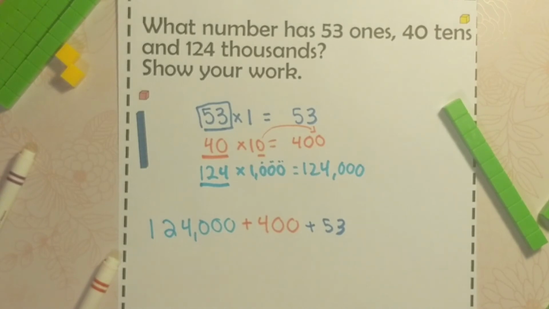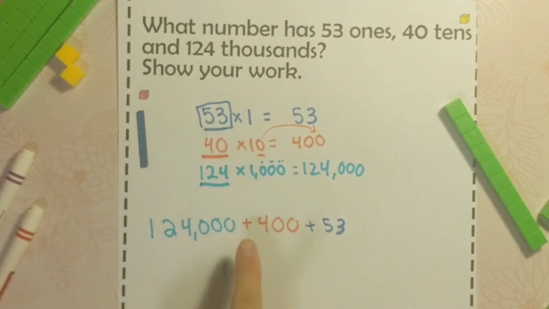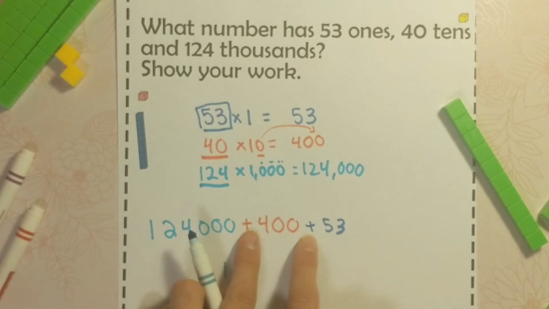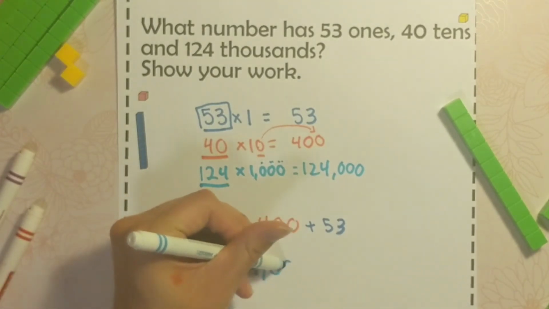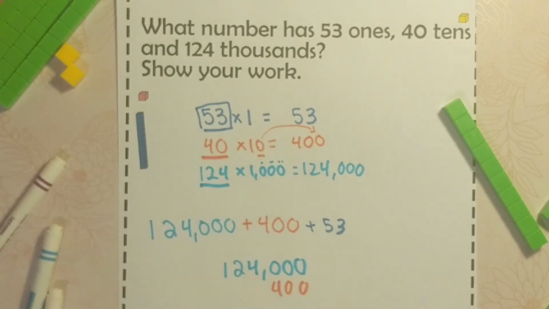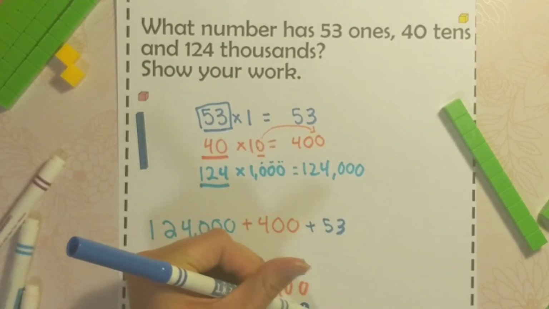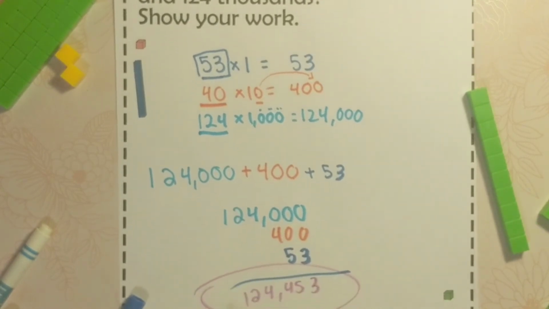And then to put this in standard form, you can just look at it and kind of figure it out, or you can line them up and add them, because expanded form, you expand it out, but these are addition symbols here, plus signs, so you are adding them back together. 400, 53, there's our answer.